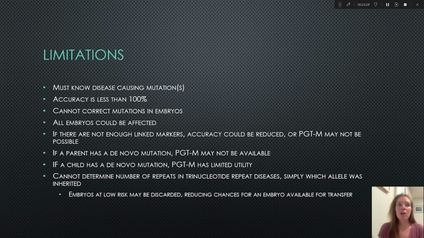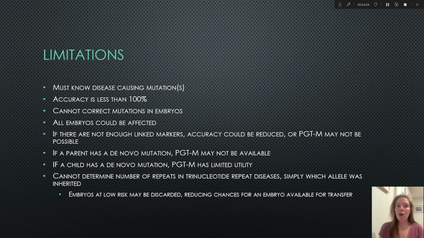The biggest one to know is that we have to know the disease-causing mutation in order to utilize PGT-M. PGT-M is not a way to just go looking for something for the first time. The accuracy is less than 100%. Usually it's quoted around 98%, but it can depend on how successful linkage is. A very common misconception among a lot of patients, unfortunately, is that PGT-M can correct mutations. That's not the case. Unfortunately, PGT-M is only used to identify whether each embryo has inherited a mutation or mutations.